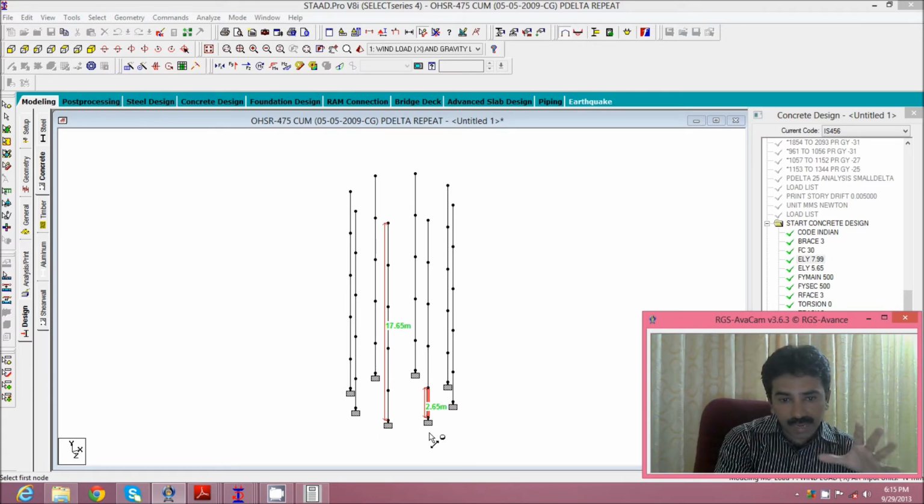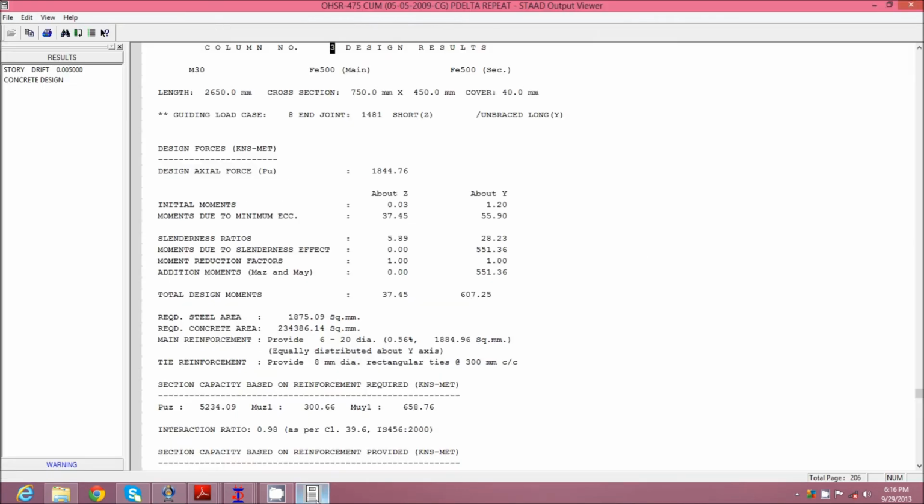STAAD identifies the actual length from one node to the other, and since the node is generated at this point, the actual length recognized by the column is from here to here, and hence the actual length is considered 2.65. So by giving this we are able to generate this value 7.99. This is not a trial and error method, it's the actual value we are giving, and finally if we compare the output, we are able to get the same slenderness value that we get when we check it manually.